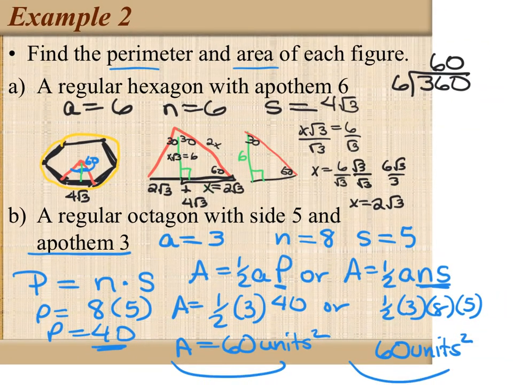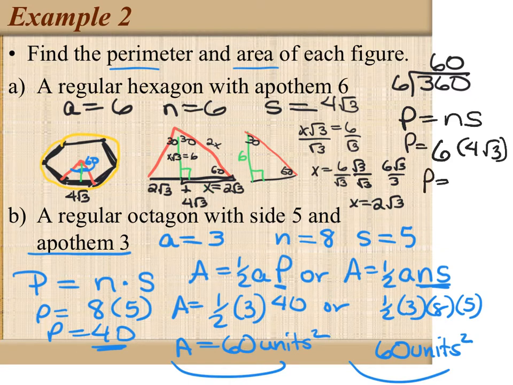I now can calculate the perimeter. Remember, perimeter is number of sides times the side length. The number of sides in a hexagon is 6. I just calculated S to be 4 square root 3. So the perimeter of my hexagon is 24 square root 3 units.